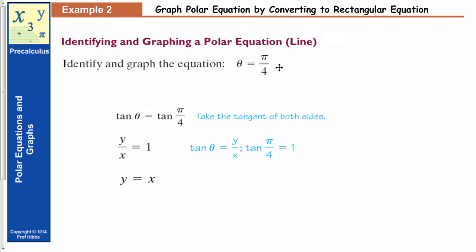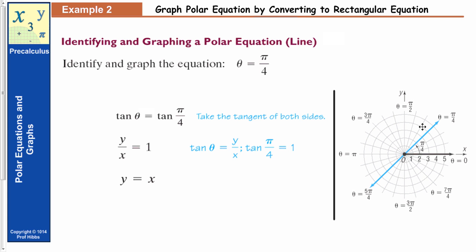And so this graph, theta is equal to pi over 4, is simply, in rectangular coordinates, the line y equal x. And we know what that line looks like, don't we? There's the line y equal x.